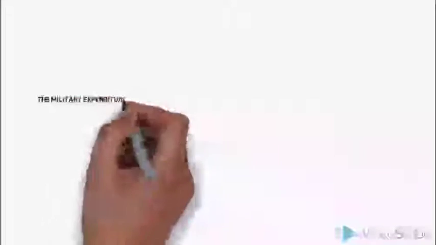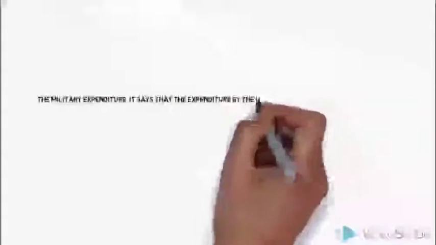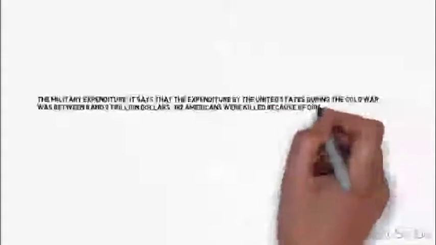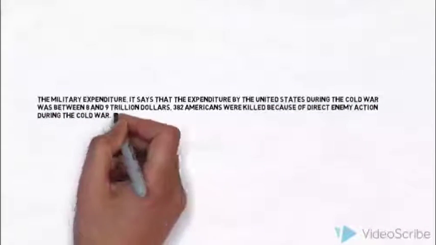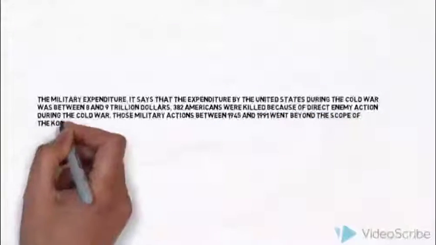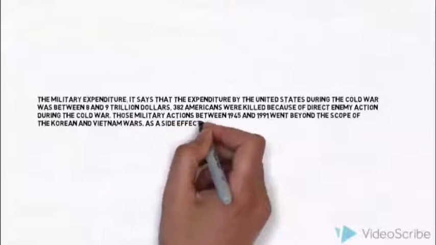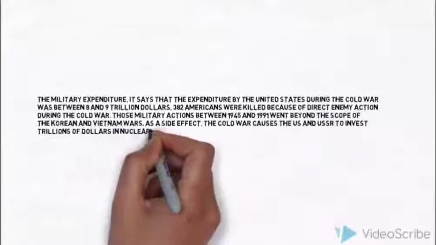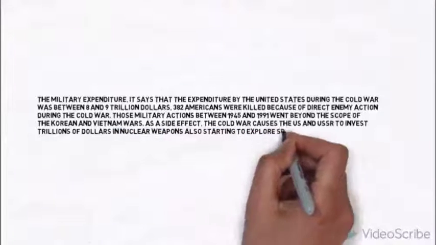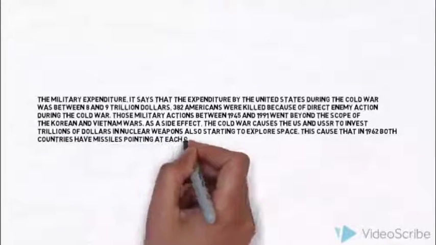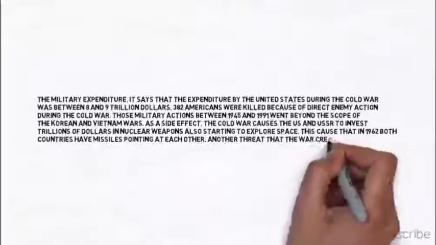Regarding military expenditure, it is said that the expenditure by the United States during the Cold War was between 8 and 9 trillion dollars. 382 Americans were killed because of direct enemy action during the Cold War. Those military actions between 1945 and 1991 went beyond the scope of the Korean and Vietnam Wars, and as a side effect of that, the Cold War caused the US and USSR to invest trillions of dollars in nuclear weapons, also starting to explore space. This caused that in 1962 both countries had missiles pointed at each other, for example, in the Cuban Missile Crisis.